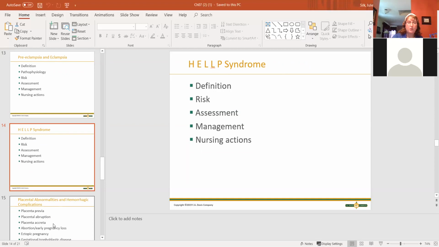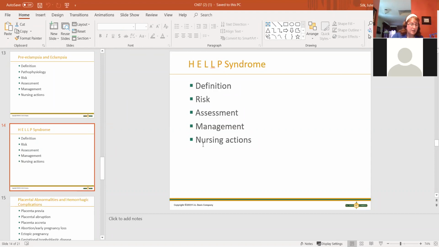All right, also there's something called HELLP syndrome. This stands for hemolysis, elevated liver enzymes, and low platelets. It's used to designate the variant changes in lab values that can occur in a complication of severe preeclampsia. So basically, if you had severe preeclampsia, you could get this HELLP syndrome.